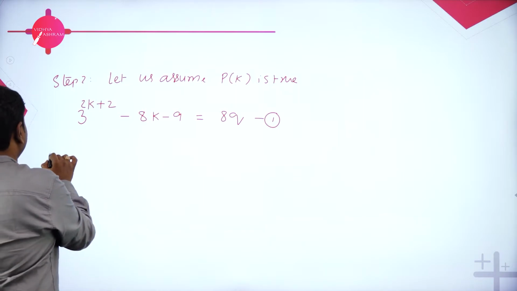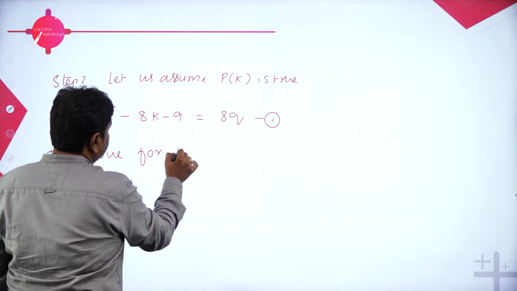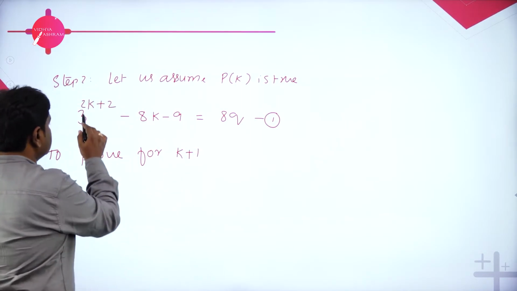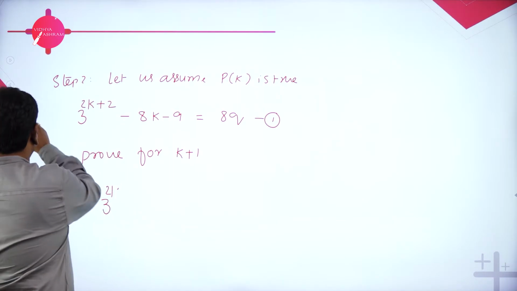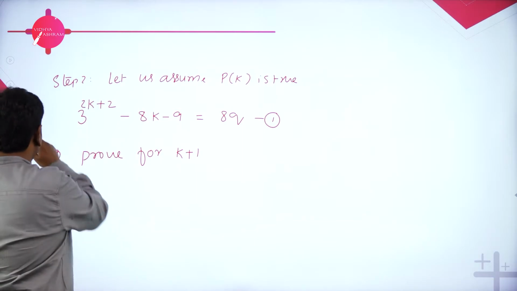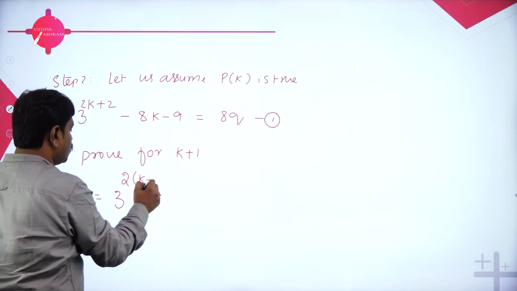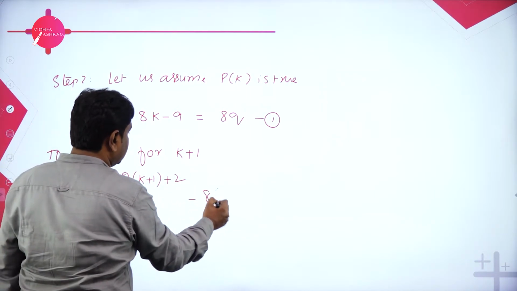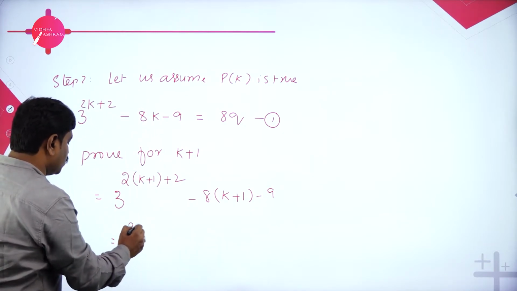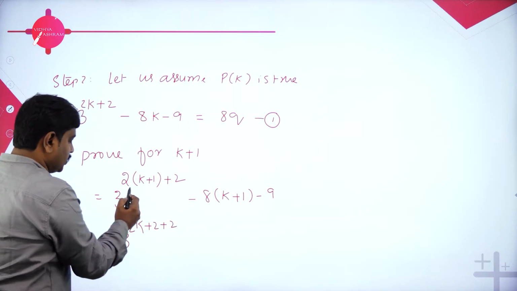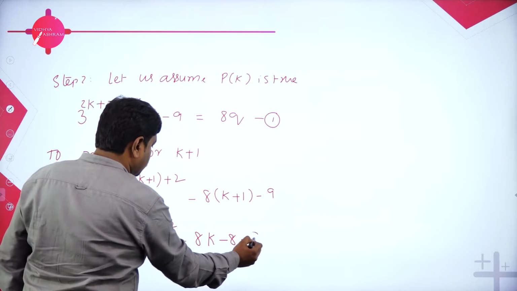Now, to prove for what? For k plus 1. So I will take LHS. In LHS, in the place of k, take k plus 1: 3 power 2 times k plus 1 plus 2 minus 8 times k plus 1 minus 9. I will simplify. I can write it as 3 power 2k plus 2 plus 2, multiplying, minus 8k minus 8 if I open the brackets, minus 9.